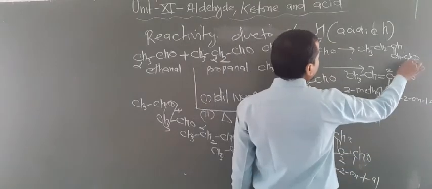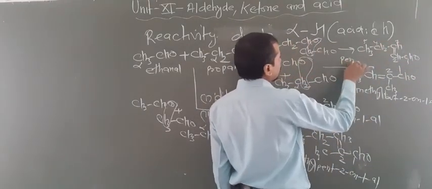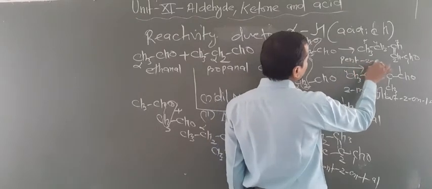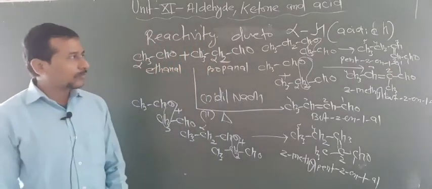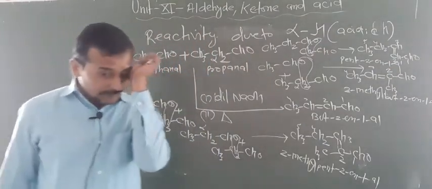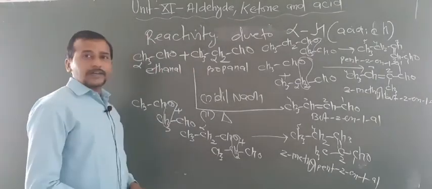Now look at here, 1 2 3 4 5. So this is known as pent-2-en-1-ol. So all the 4 products have different names, and that's why they are different products. Are you getting this point? So this is about the cross aldol.